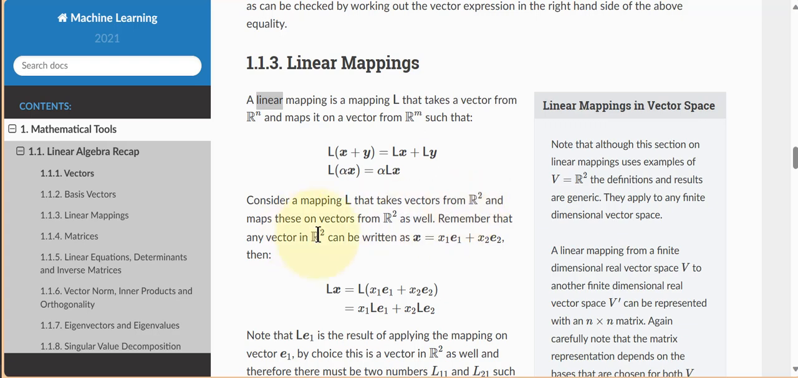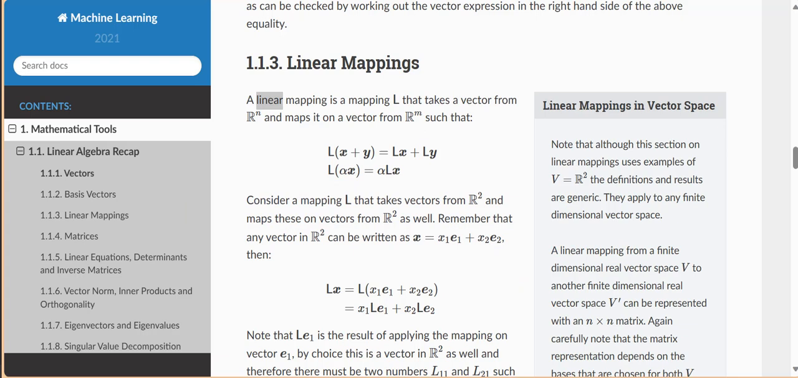Remember that any vector in R2 can be written like this. Remember, E1 and E2 are basically i and j, and they're just the basis vectors, right? So any vector X can be written as a linear combination of the basis vectors. I think that when we use E, we're referring not to just any basis vectors, but the so-called standard basis vectors, like i and j. Okay, so X can be written like this.